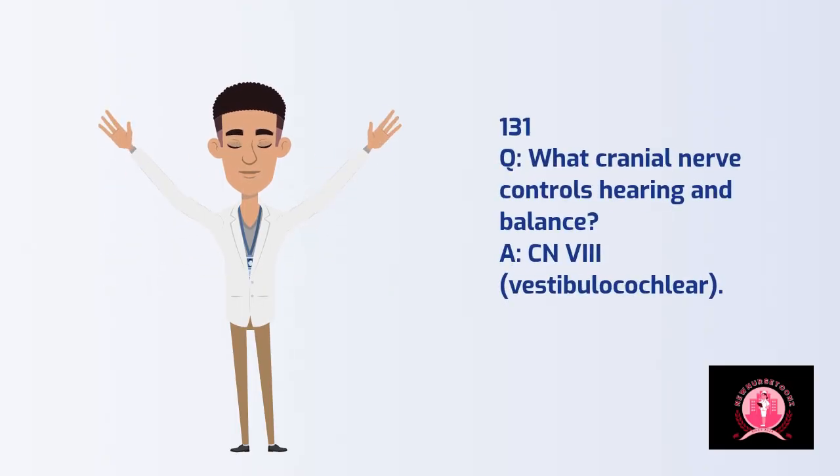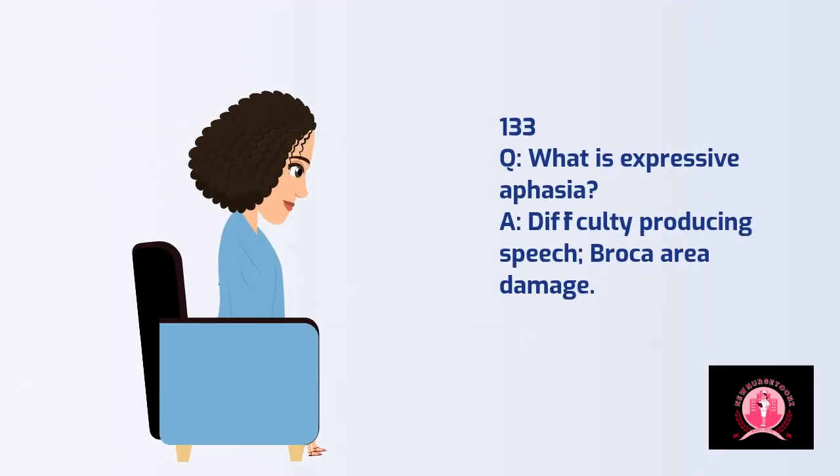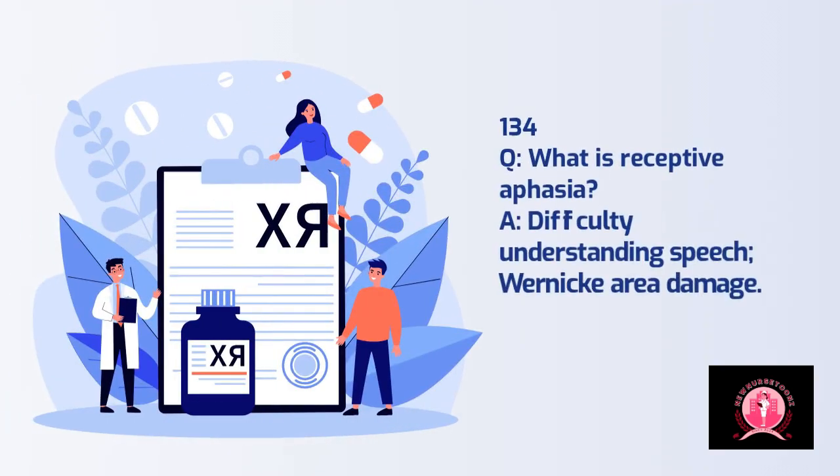131Q. What cranial nerve controls hearing and balance? A. CN VIII, vestibulocochlear. 132Q. What cranial nerve deficit causes dysphagia? A. CN IX and X. 133Q. What is expressive aphasia? A. Difficulty producing speech, Broca area damage.